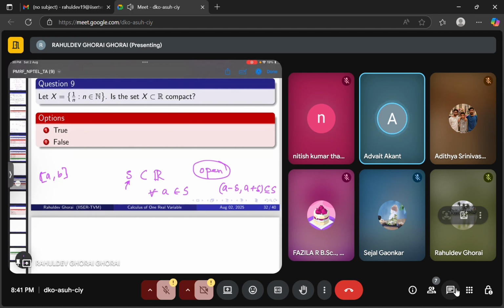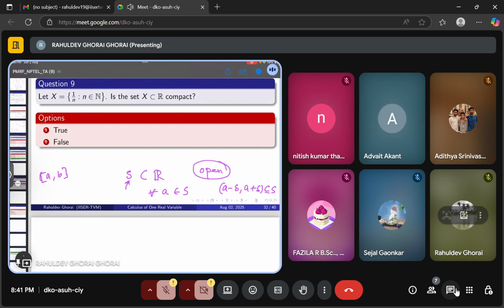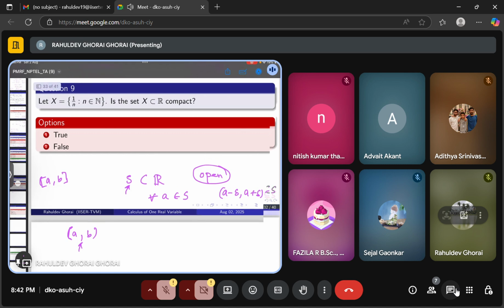Because you can't find a neighborhood around A or B. Good, very good. So that's all. If you take A to B, that will be open because A and B are not included. And if you take any number between A to B, you can find a very small neighborhood. If you want, you can find a neighborhood that belongs to A to B, because you don't need all neighborhoods. You need to find a neighborhood. So okay, now you understand what is an open set, right?